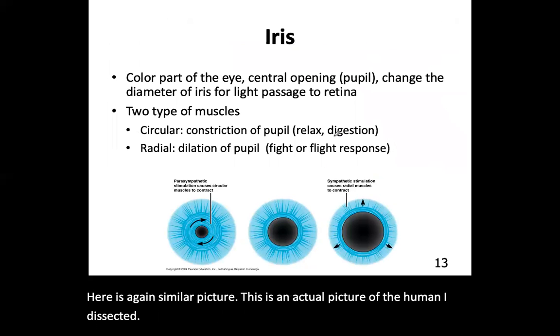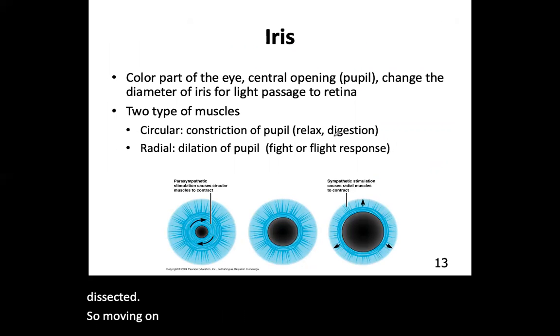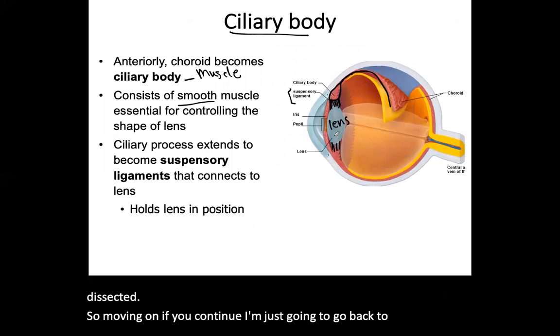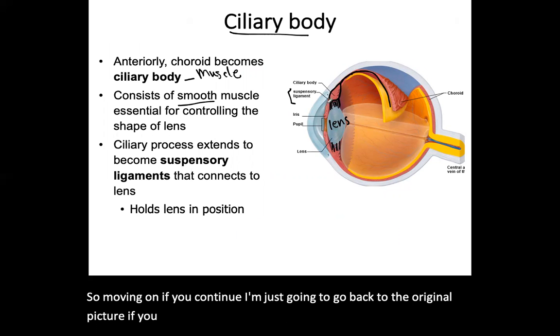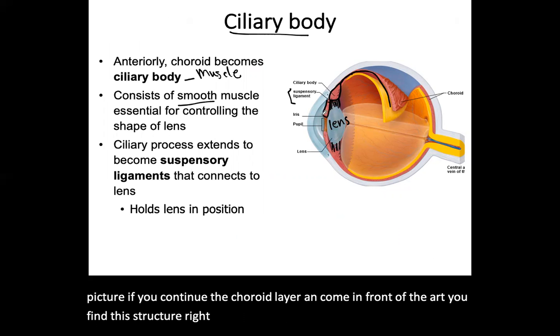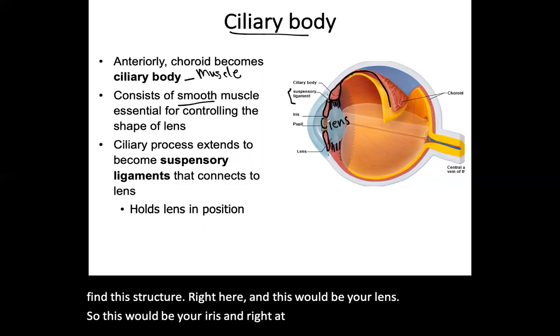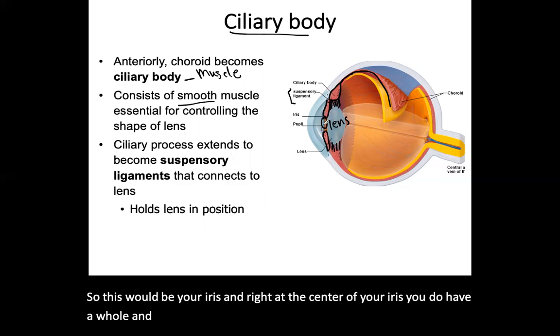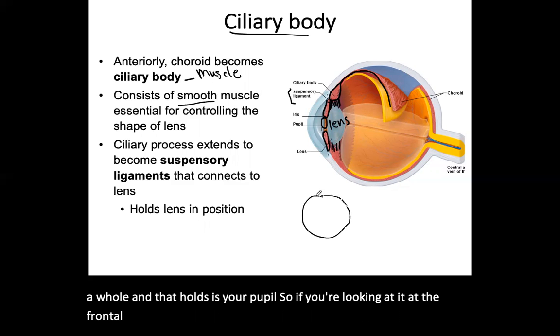So moving on, I'm just going to go back to the original picture. If you continue the choroid layer to the front of the eye, you find this structure right here, which would be your lens. Sorry, this would be your iris. Right at the center of your iris you have a hole, and that hole is your pupil. If you're looking at it from the frontal view, this is your iris, and at the center of your iris is a hole, which is your pupil.